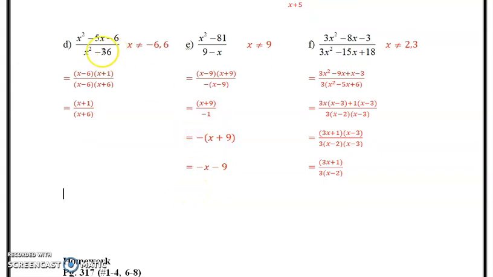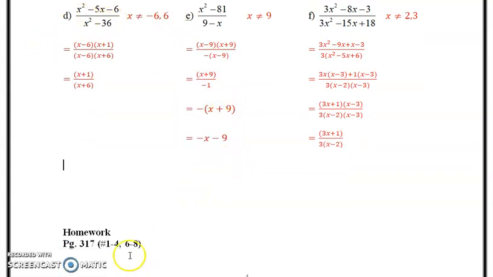On your page, I fixed it to D, E, and F. For homework, these are some worthwhile exercises for 6.1: numbers 1 through 4 and 6 through 8 on page 317 of your textbook.